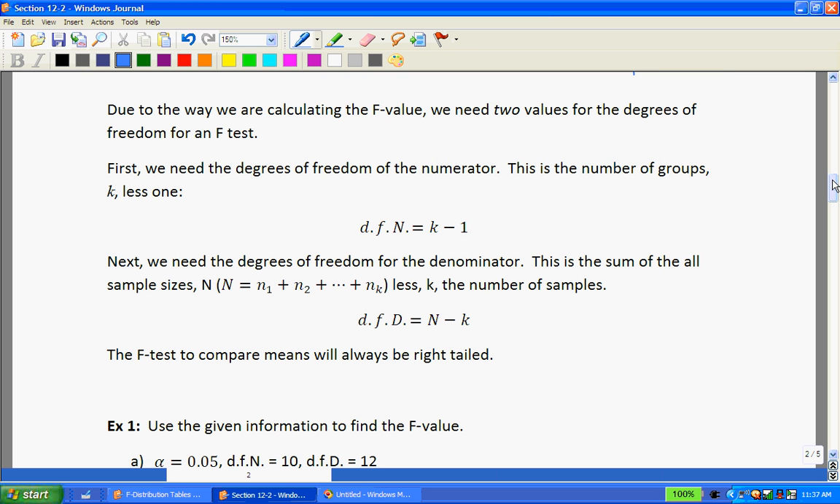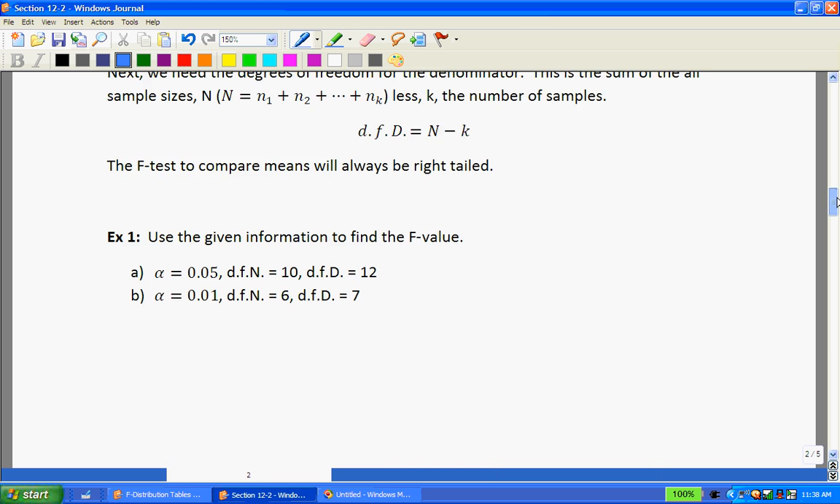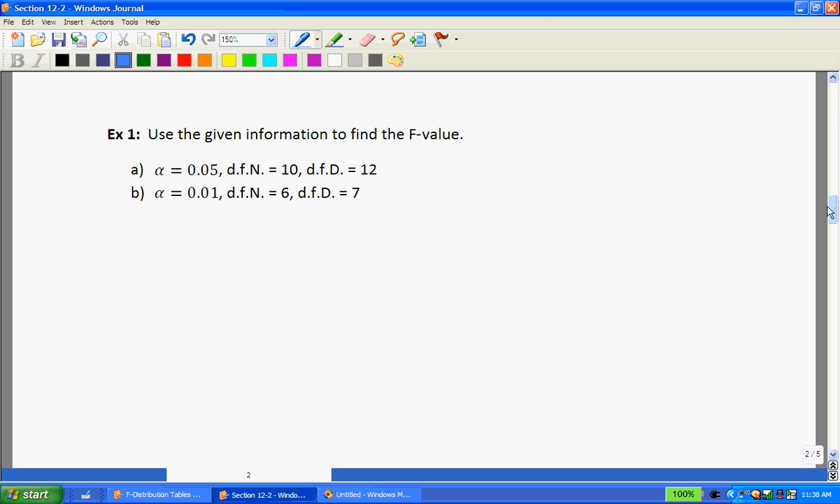And as far as when we go to look at our picture, the F test to compare means is always going to be in the right tail. So I don't have to worry about dividing by 2 or is it in the left tail. This is always going to be assumed to be right-tailed. So let's take a look at example 1. This is just practicing finding those F values before we move on to the ANOVA.